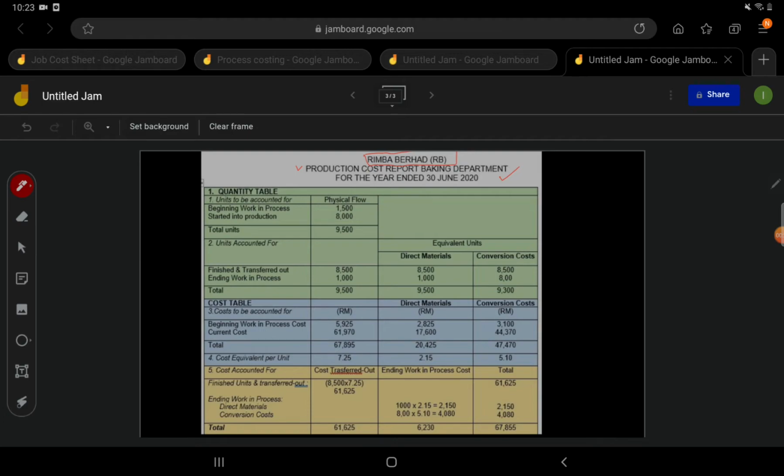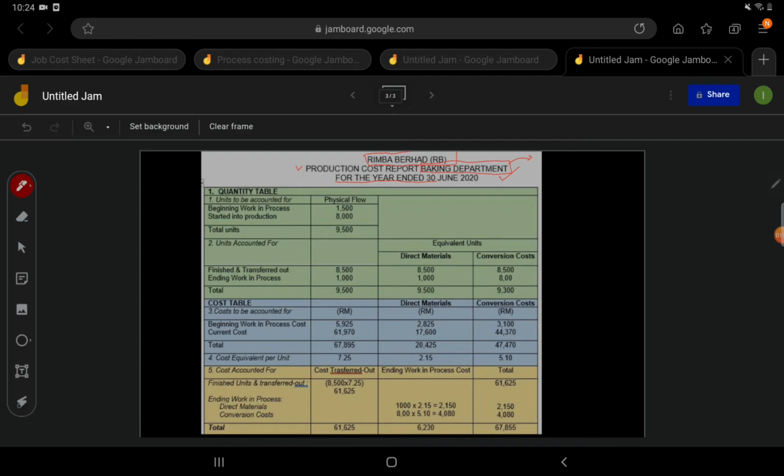In process costing, you have to state the department. Okay, remember, a separate cost of production report is prepared for each processing department. This is baking department, and maybe after baking department we have the other department. For example, packaging department. And for the year ended.